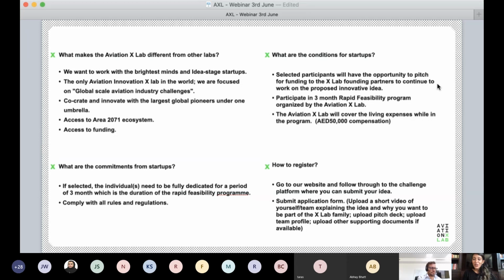Now, what are the commitments from startups? The number one commitment, and I know it's been getting a bit trickier with COVID, is the rapid feasibility phase. It is absolutely essential to both the success of the program and your success as an applicant because of the value that you get from being in Dubai, from interacting with the council, as well as the other applicants in the program and the different workshops that we have set. As I said, it's going to take place from mid-September to the first week of December. So it's very essential that you are able to be in Dubai during that period.